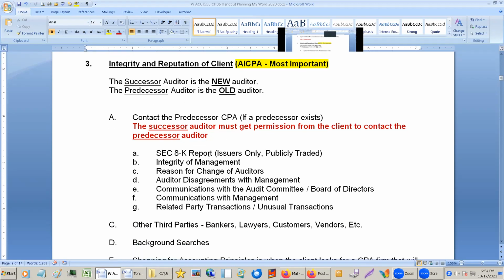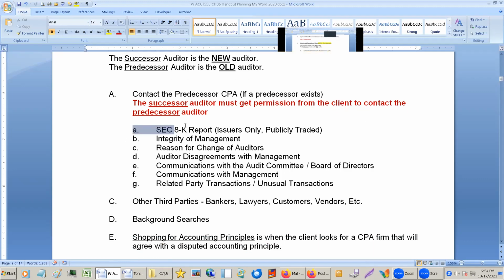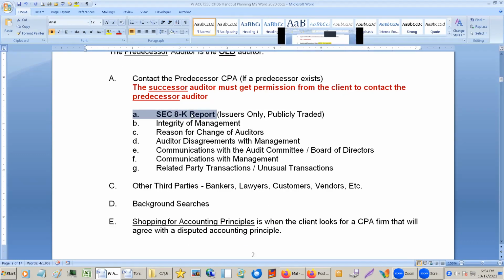Okay, these are the things you talk about. There's an 8K report if it's an issuer, if it's a publicly traded company, they fill out an 8K report. I think I'll bring one in. I'll show you what that is next time. I'll show you what an 8K report is. An 8K report is basically anytime something changes in the company, file it with the SEC. But these are just the questions you go over.